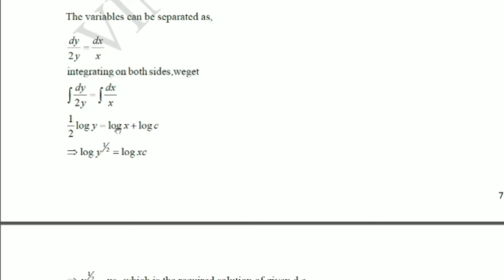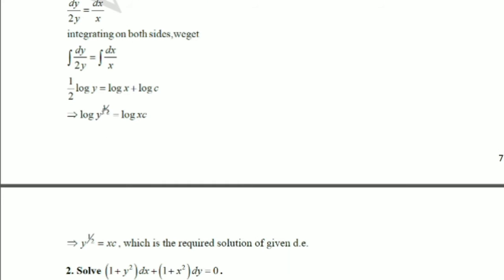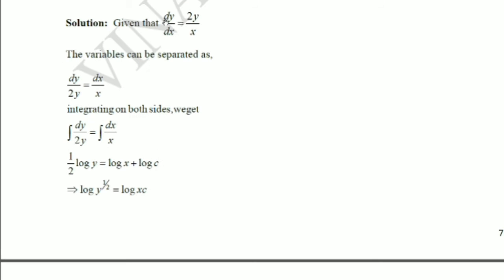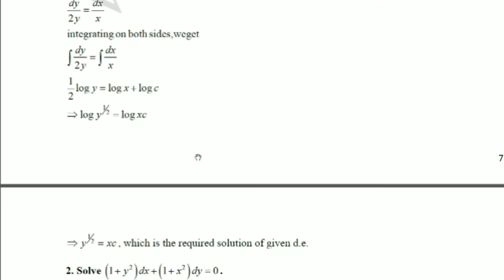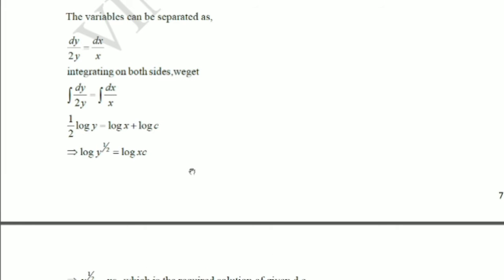Now we know that we can apply the log m plus log n form: log m plus log n is log mn. So log x plus log c is log xc, and this is of the form n log m, so we can take this power inside. Then it becomes log y to the power of half. Log gets cancelled, so you will get y to the power of half is equal to x into c, which is the required solution of the given differential equation. So in this fashion, we can separate the variables and obtain the solution in differential equations which come under variable separable form.